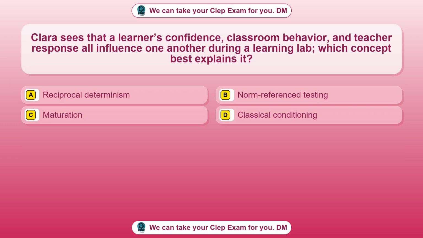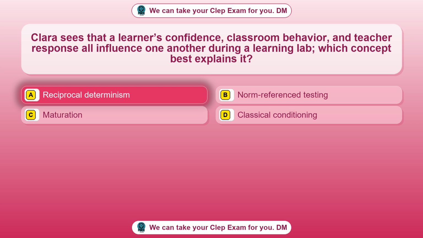Question 11. Clara sees that a learner's confidence, classroom behavior, and teacher response all influence one another during a learning lab. Which concept best explains it? Option A, reciprocal determinism. Option B, norm reference testing. Option C, maturation. Option D, classical conditioning. The correct answer is option A, reciprocal determinism.